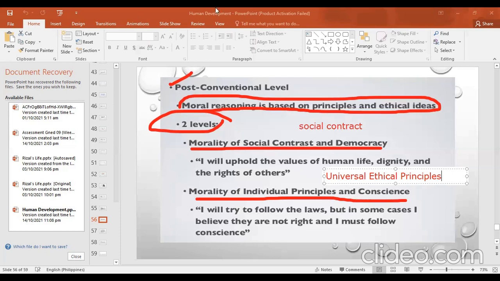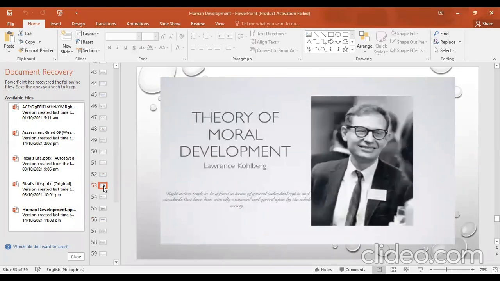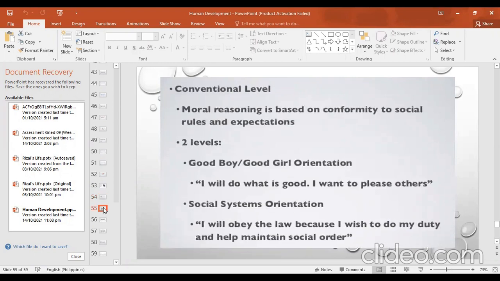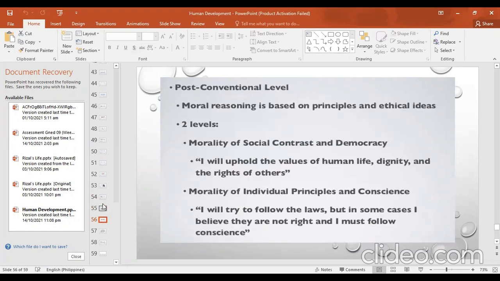So again, we have 3 levels when we talk about moral. Ayan, balikan lang natin. When we talk about moral development, according to Lawrence Kohlberg, we have pre-conventional level, conventional level, and last one, we have post-conventional level.